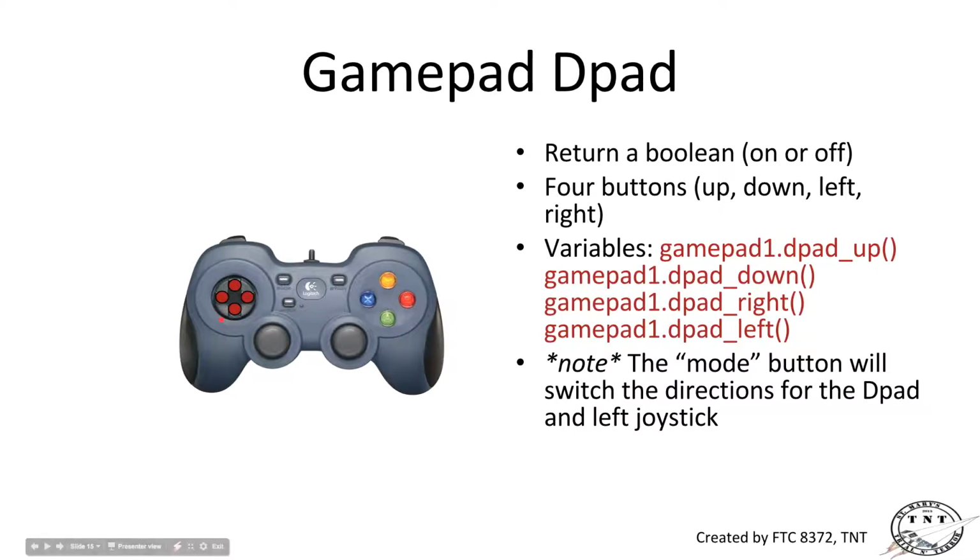Now as a quick note, the mode button here will, if you press it, this green light will light up, and this will switch the outputs for the D-pad and the left joystick. Now this isn't very important, however, if you see the mode on, just keep that in mind that it might be messing up what you have.